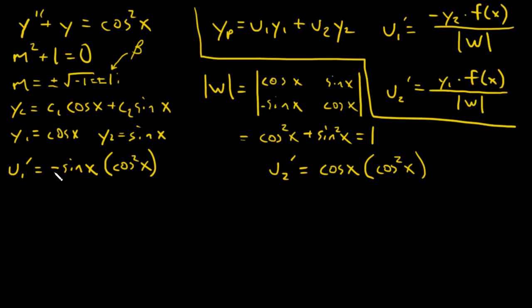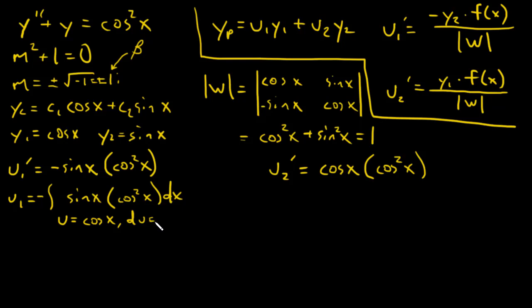Okay? So now I can do u1. u1 is equal to the integral of negative sine x times cosine squared x dx. And let's see, I can take the negative on the outside, so I don't have to worry about that. And I can do this one with u substitution, right? If I make my u equal to cosine x, that means my du is going to equal negative sine x dx.